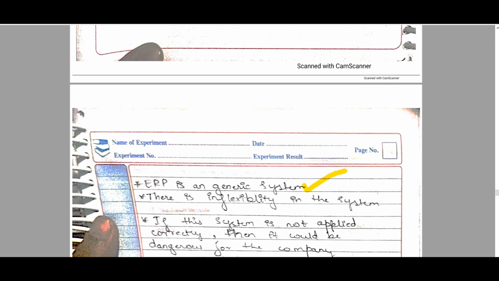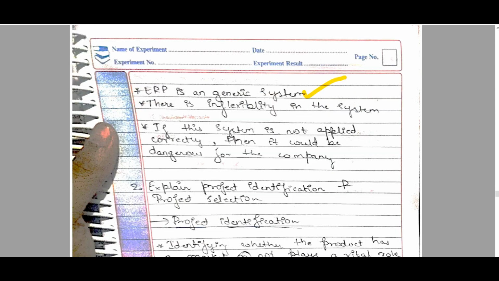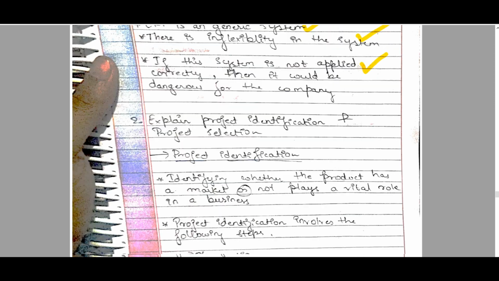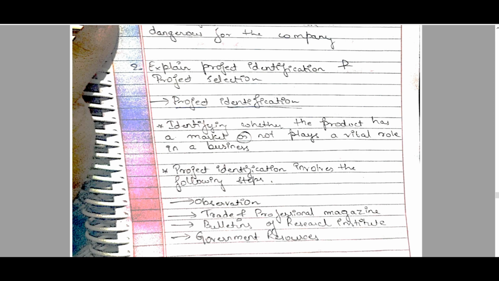ERP is a generic system, so there is inflexibility in the system, and the system may not be applied correctly. If the system is not applied correctly, then it would be dangerous for the company. So again, these are the two questions: project identification and project selection. These two can be separately asked for 6 to 8 marks max, not 10 marks.